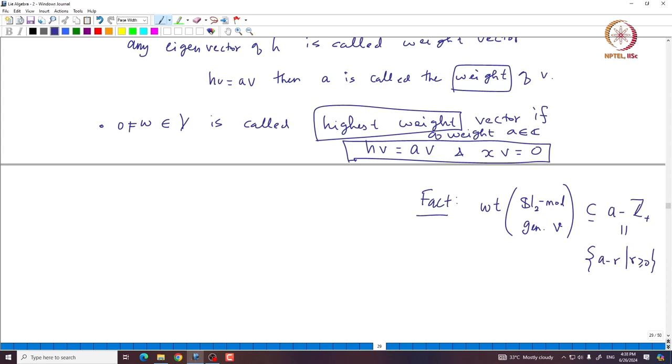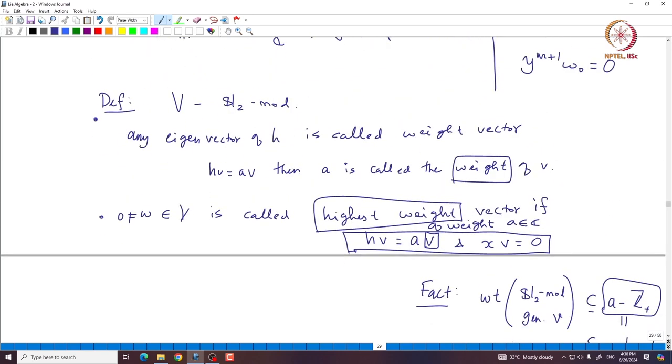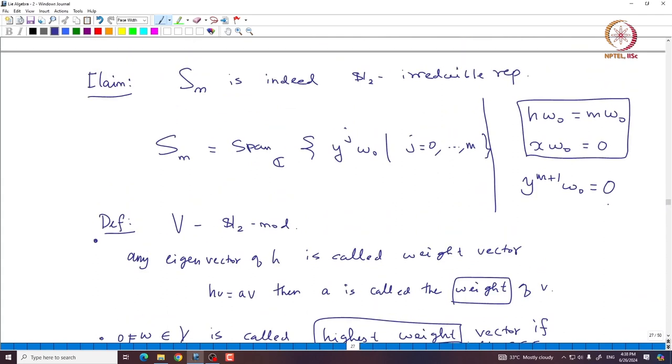That is why we call this vector V the highest weight vector of weight A, because there is a total order on A minus Z plus, and A is indeed the largest element in it. We will see that later, but let us get back to our example. What we want to do is prove that this SM is indeed an irreducible representation.